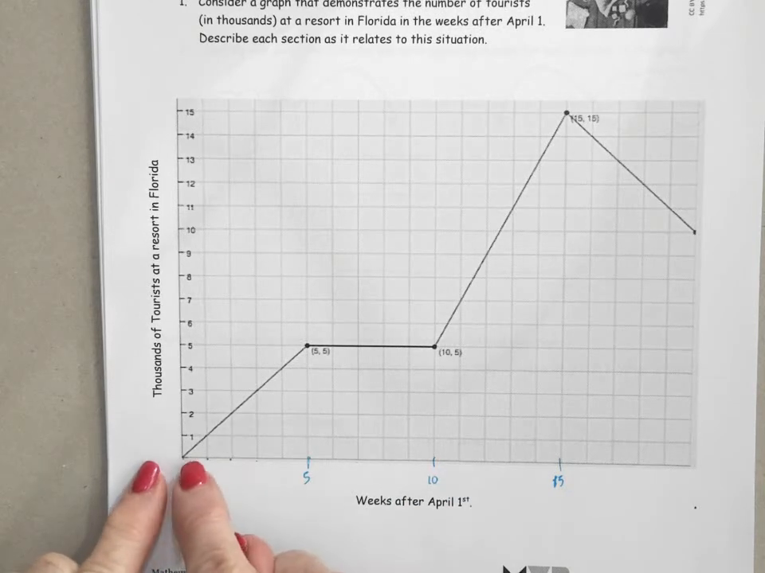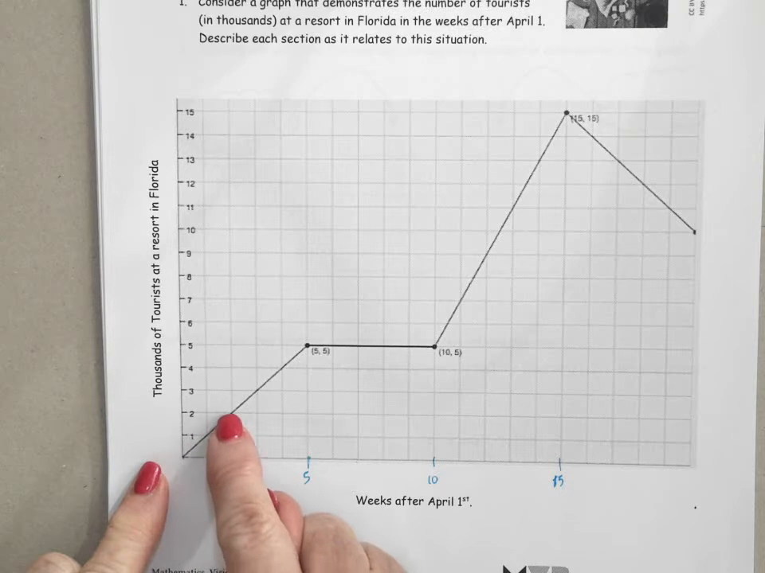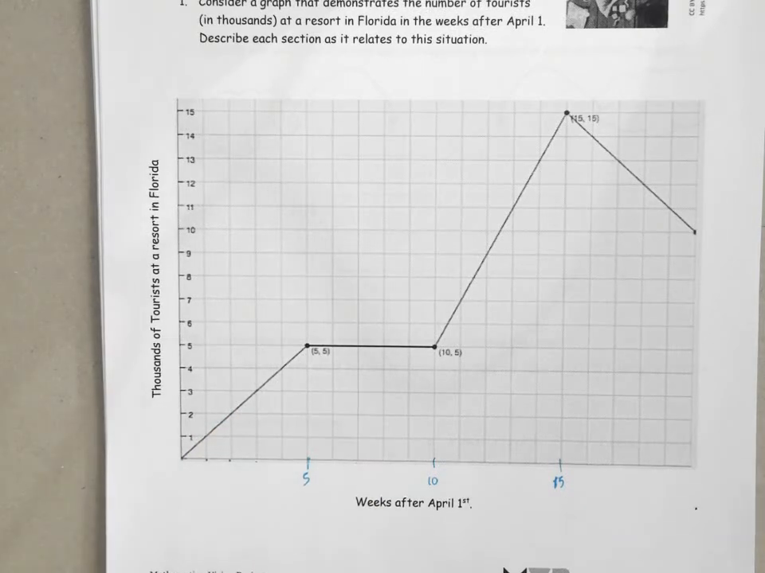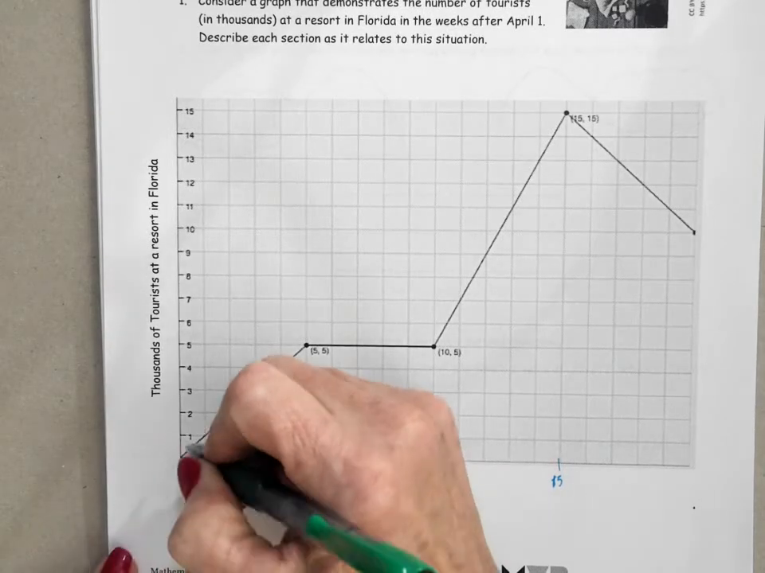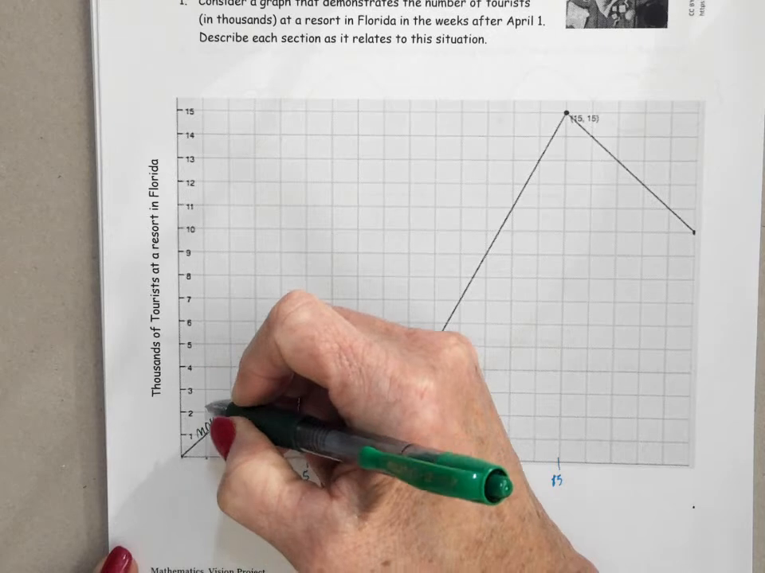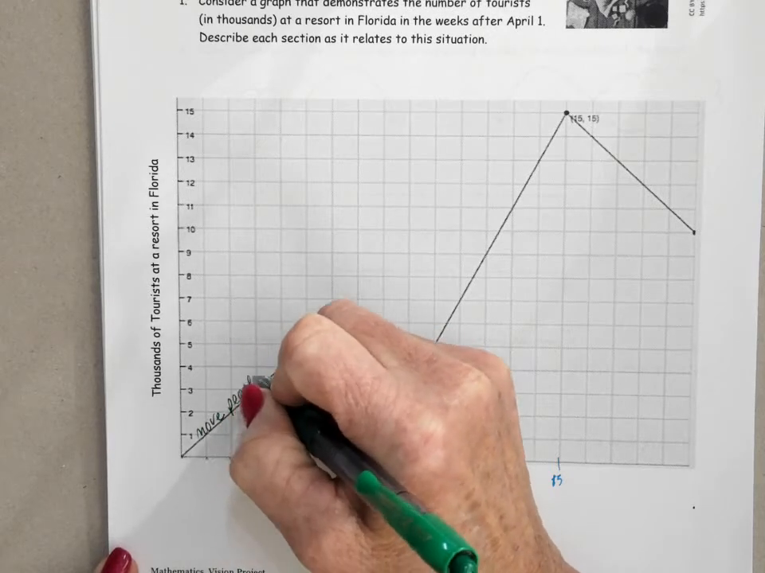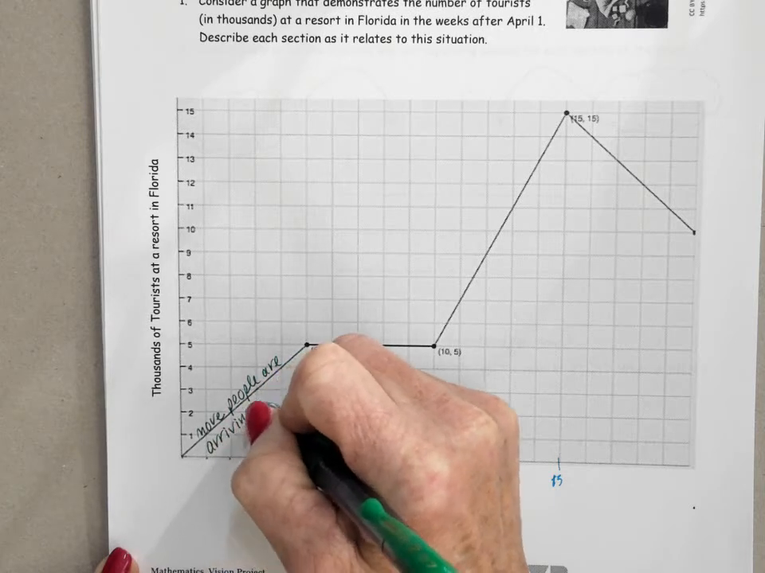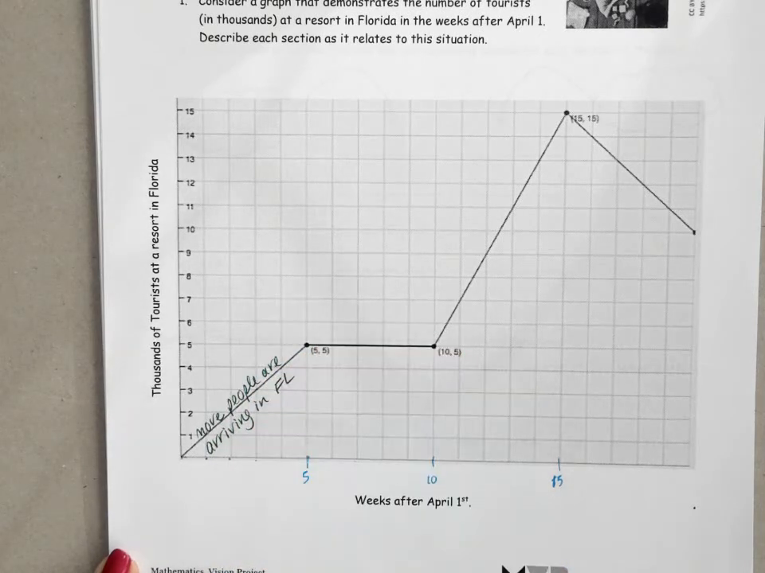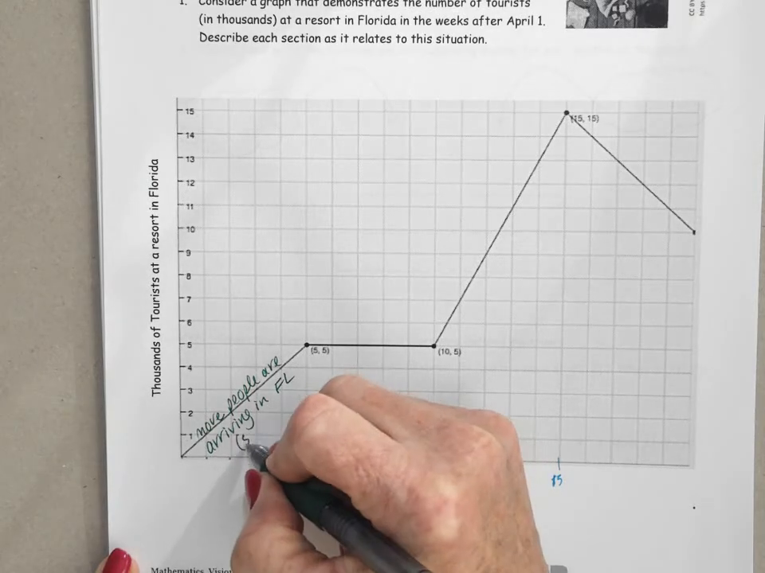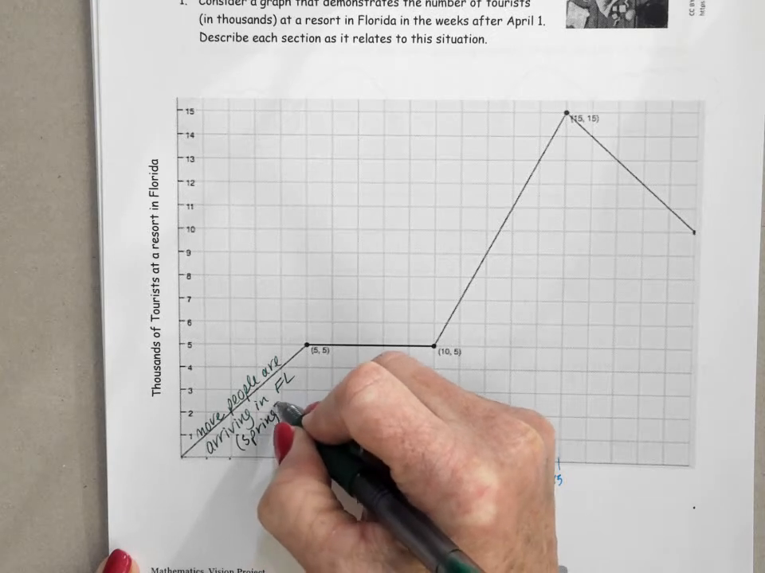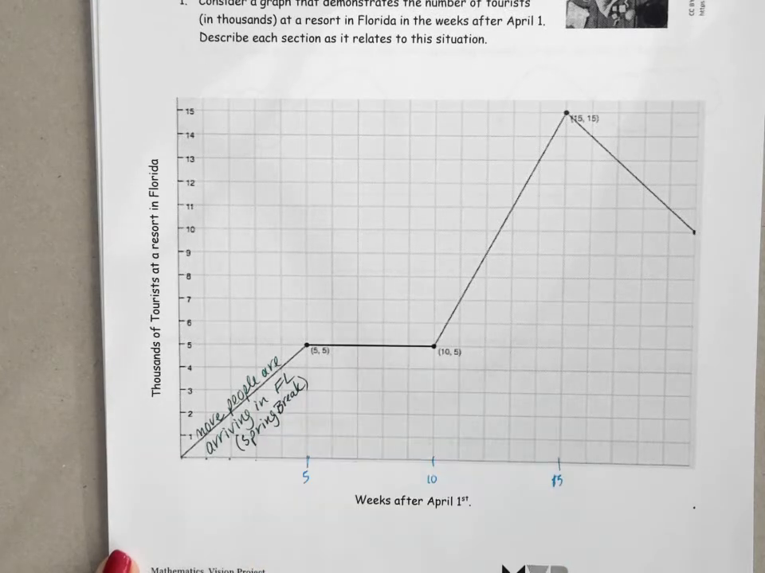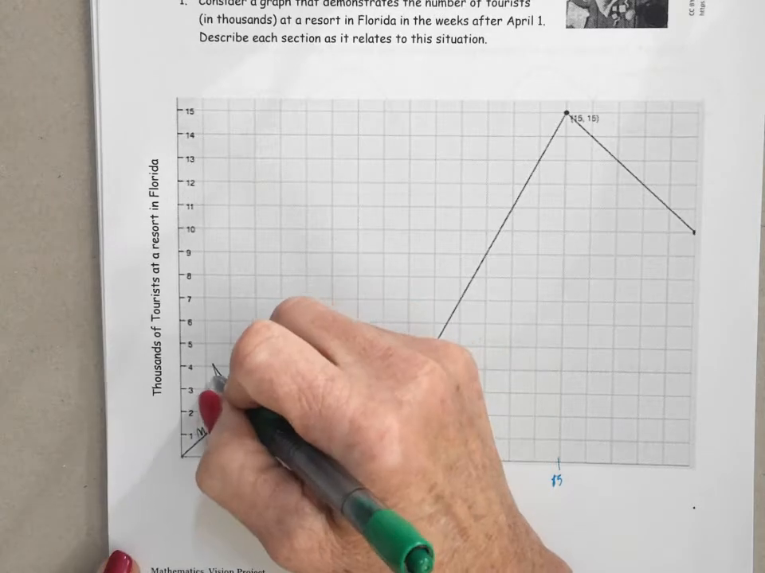Okay. So when we're starting to look at this, we see that during the beginning part of April, as time goes on, the weeks go on, we start getting more and more tourists arriving in Florida. Why do you think that might be? What goes on in March and April? Spring break. So this is like April.